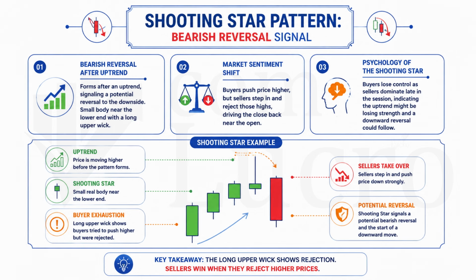Psychologically, buyers control the start and push price up sharply. But by the end of the session, sellers overpower them and drive price back down, creating that long upper wick. This suggests the uptrend may be ending, with a downside reversal possibly to follow.